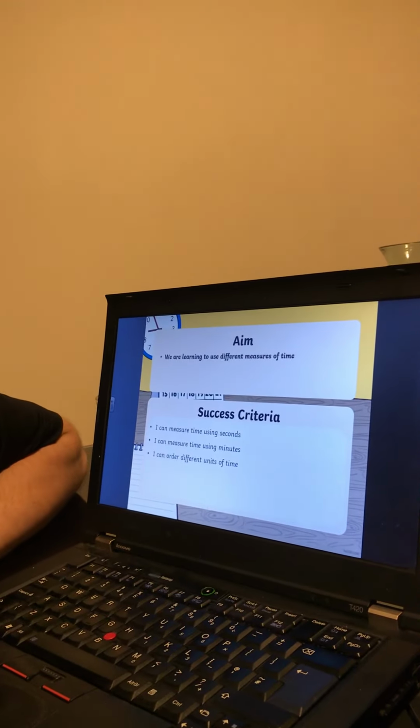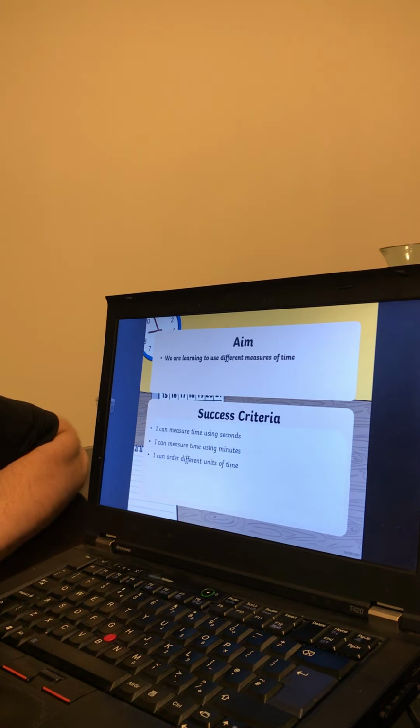What I have here is our aim for the lesson today and our success criteria. If we remember, our success criteria is how we are going to be successful in our learning today. So your aim, or your learning intention, is that we are learning to use different measures of time. And how will you know you've been successful or you've picked up our learning points today?